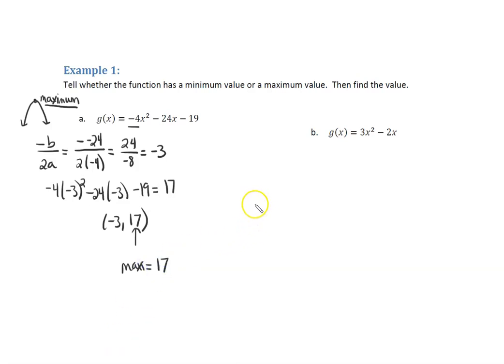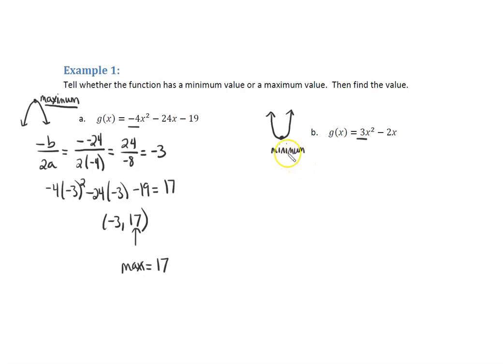Let's try one more problem. Over here, our a value is 3. This tells us that our parabola opens up. When the a value is positive, our parabola opens up. So the vertex is right here, and this is a minimum value. It is the lowest value on the parabola.